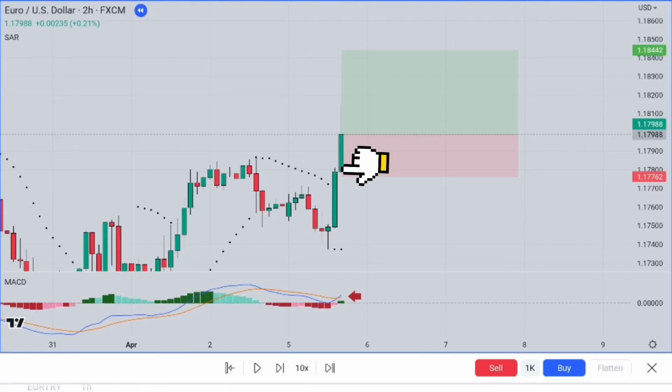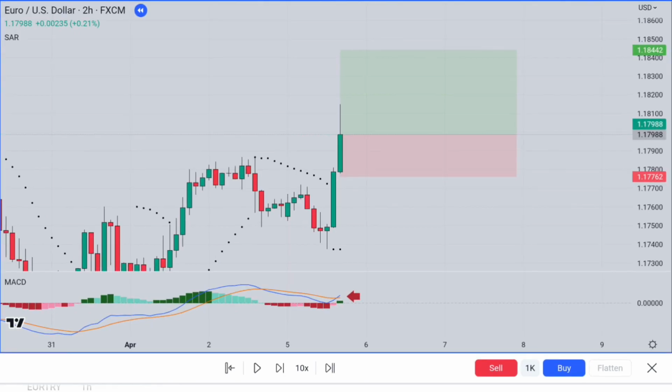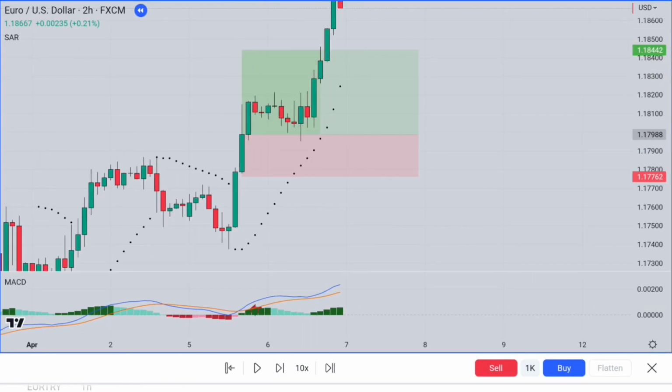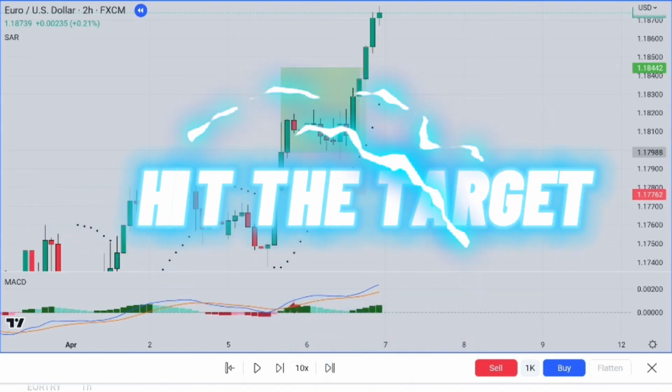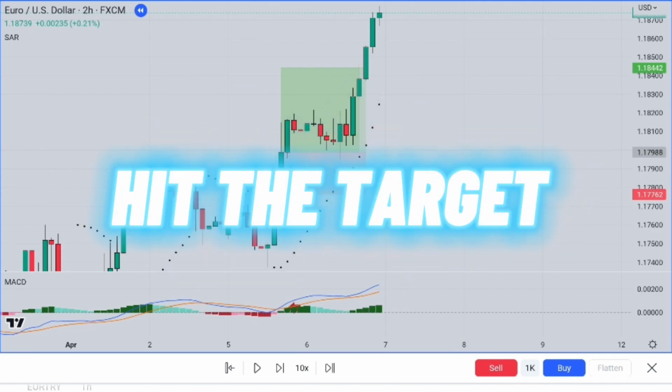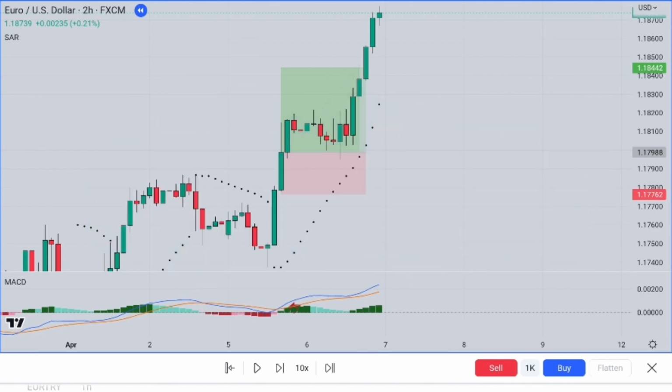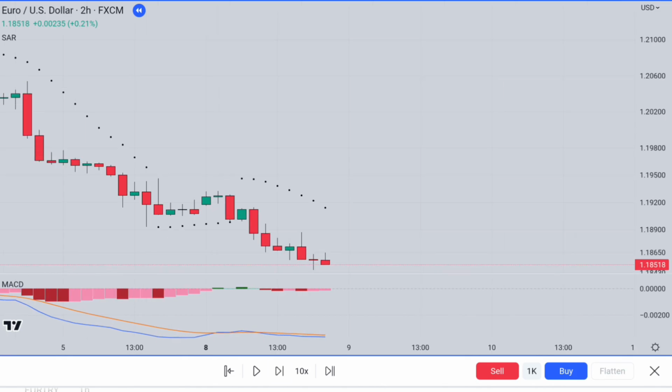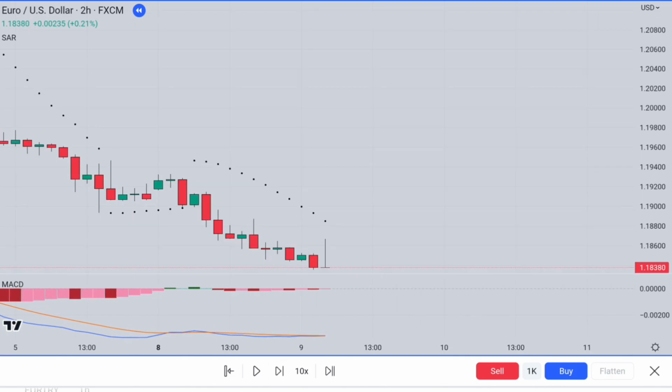The stop-loss level is placed below the voluminous candlestick where we entered the trade. The risk-reward ratio will be 1 to 2. Let's take a look at another example of a long position.